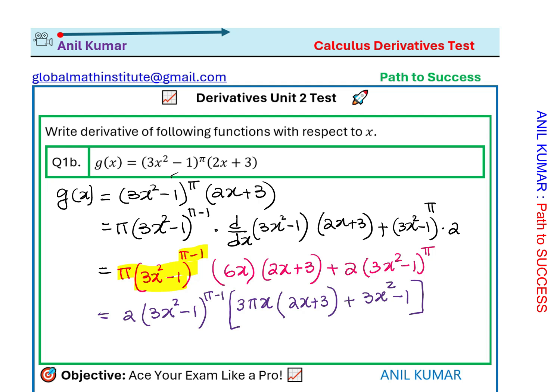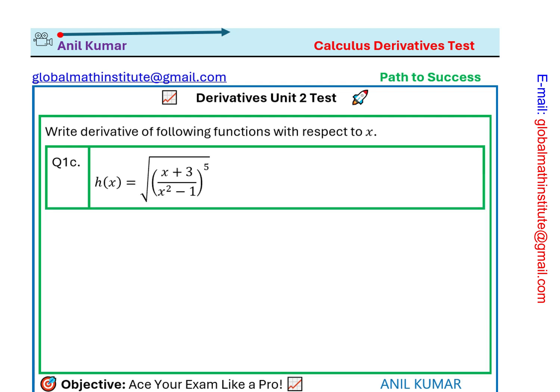Okay, great. So let's now move on to the third question, which is kind of straightforward, but has the radicals involved.